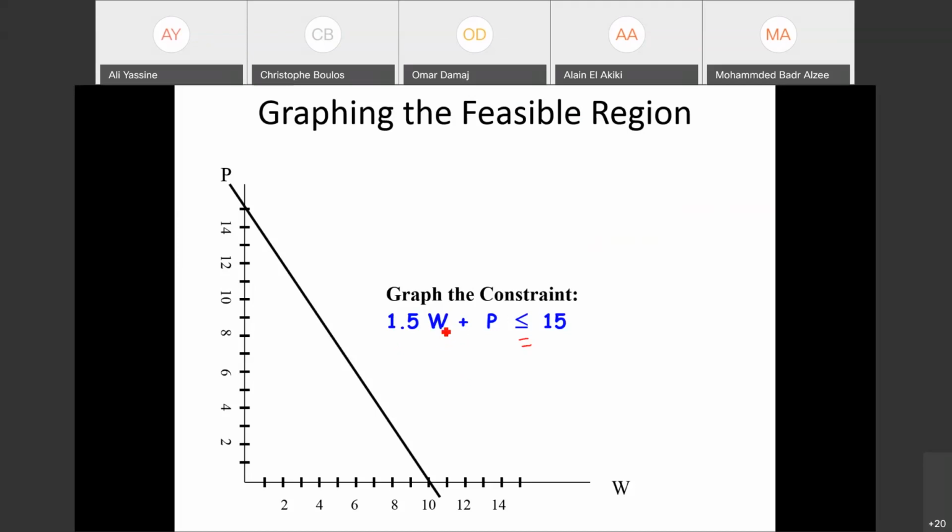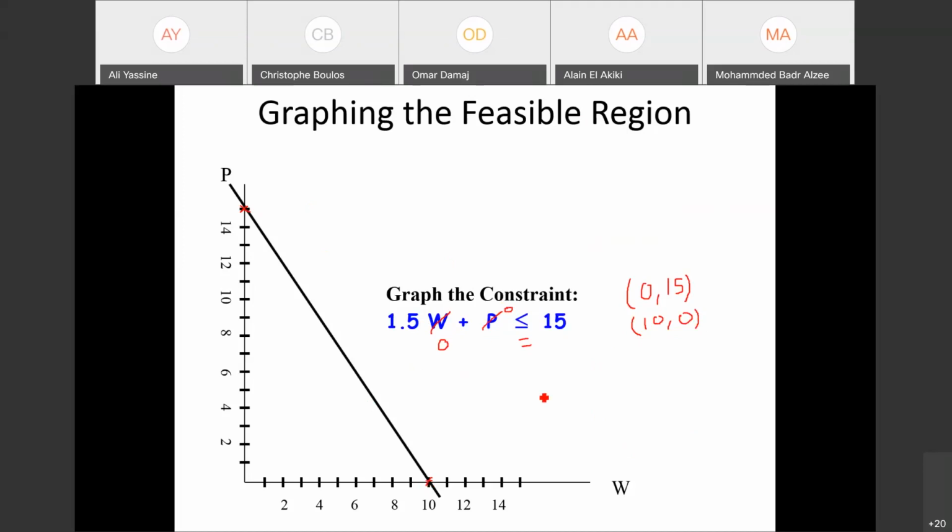The first point is when W is 0, P becomes 15. So the first point is W 0, P 15. Then for the second point, I assume P is 0 and solve for W. So I have 1.5 W equal to 15, which means W is 10. So the second point is 10, 0, which is right here. Then I connect those 2 points with the line you're looking at. Very simple, straightforward. So I have one line, which is the constraint as a line.